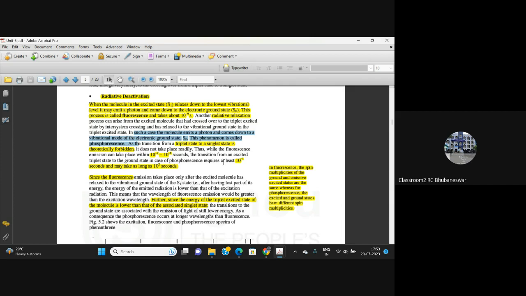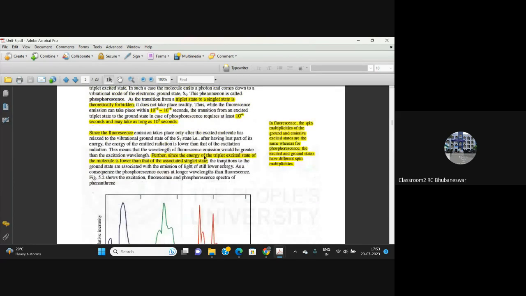phosphorescence. But phosphorescence, as I was telling you, triplet state to singlet state, is theoretically forbidden. It takes place so slowly because of the forbidden transition and the movement of a molecule from the S1 to the T1 state. It takes place in the time scale range of 10 to the power minus 4 to 10 to the power 2 second.